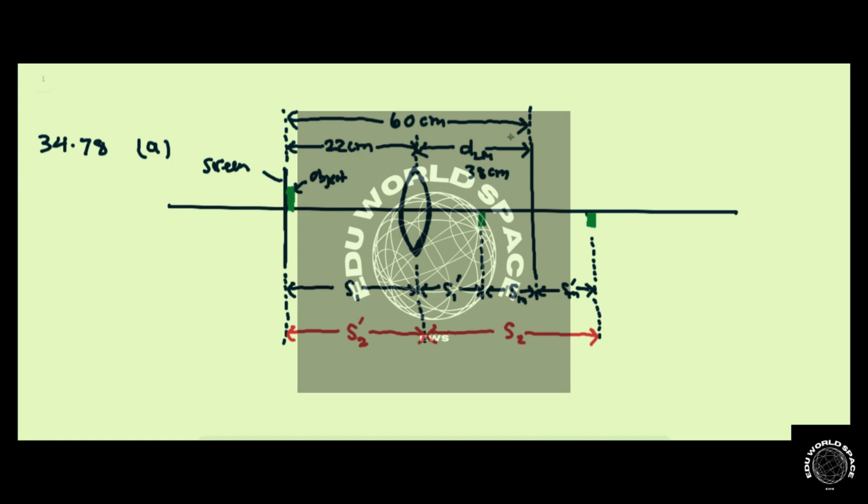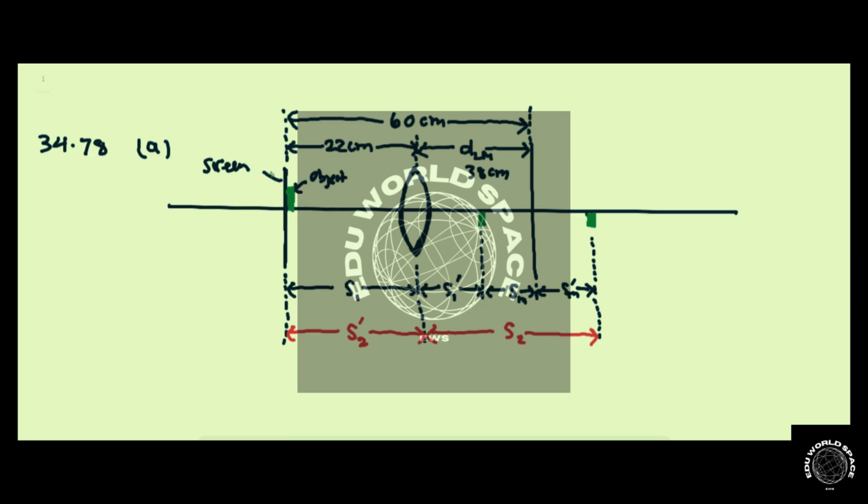And 60 centimeters away from this object and screen is a flat mirror, right? And then in between them somewhere, there is a converging lens that's placed. And we're told that at 22 centimeters from the object, when we place the converging lens there, then the image of the object that goes through the lens and is then reflected back from the mirror is sharply focused on the screen. So it's sharply focused on the same spot where the object is.